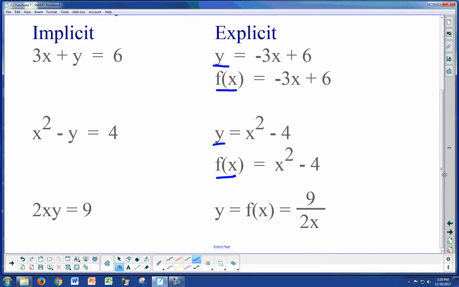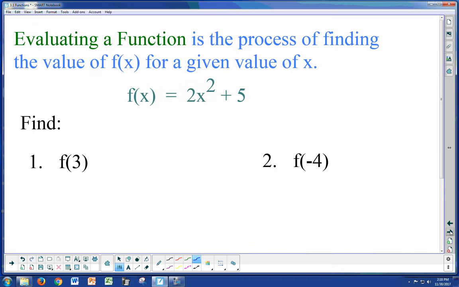This one here is kind of neat. Notice the difference, because they've solved for y and then written it as f of x. I don't like the double equals, but that's okay. What we're really talking about is just this part right here. The function f is 9 over 2x. So again, functions are just like equations in many ways and have a lot of the properties that equations have.